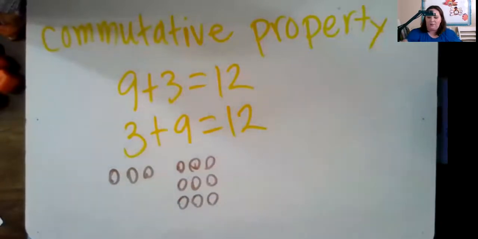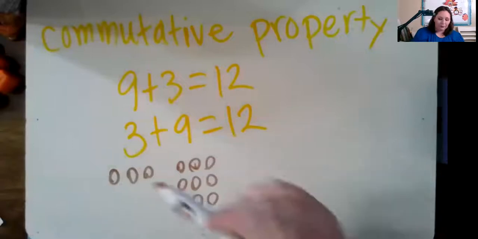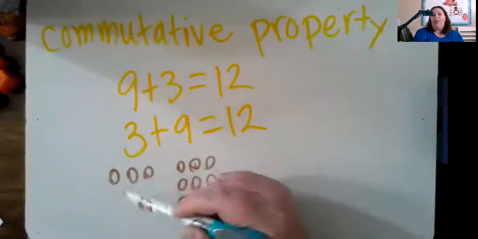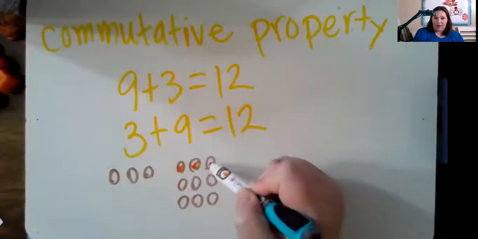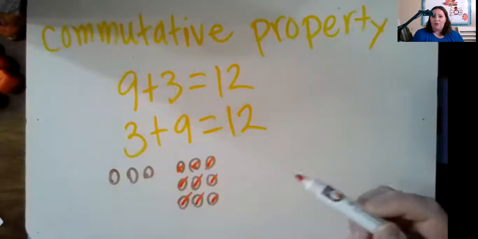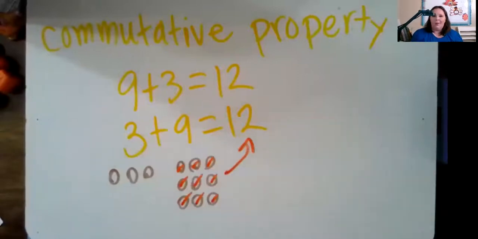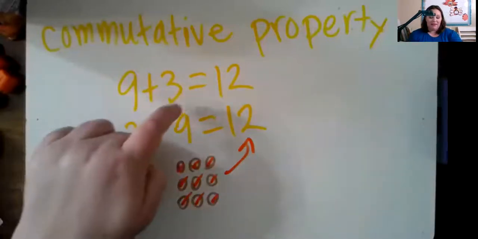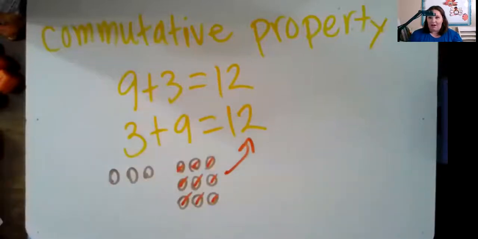Okay, so now we're going to count them. We know this is already 3, and we're going to count on 4, 5, 6, 7, 8, 9, 10, 11, 12. What? So it is the same sum. I'm going to say it. Are you ready? I told you so. Okay. Awesome. So all we have to do is flip the addends. The addends are the numbers that we are adding.